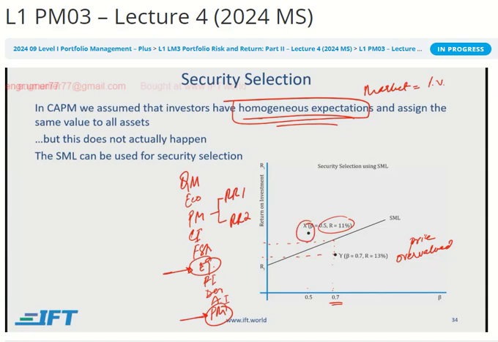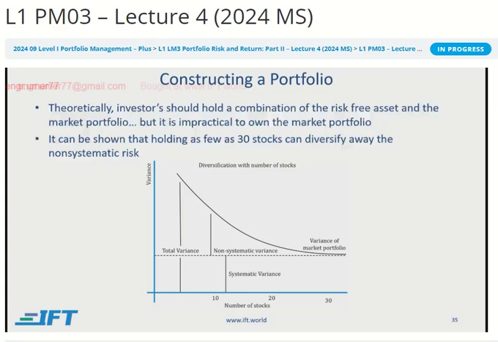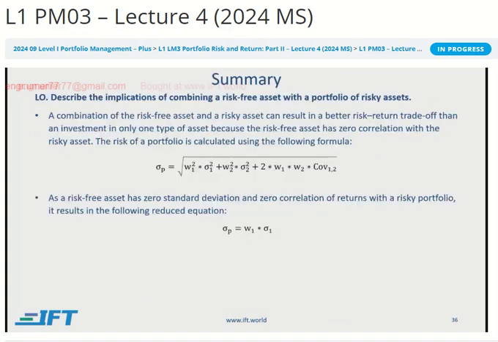So you might be able to find these mispricings, some overvalued, some undervalued stocks, and the SML can definitely help with that. So SML can help with security selection. Now, in terms of constructing a portfolio, this is something we have discussed: when you diversify, you get rid of the non-systematic risk or the diversifiable risk, and then what you are left with is the systematic risk. That is it for risk and return part 1 and part 2.